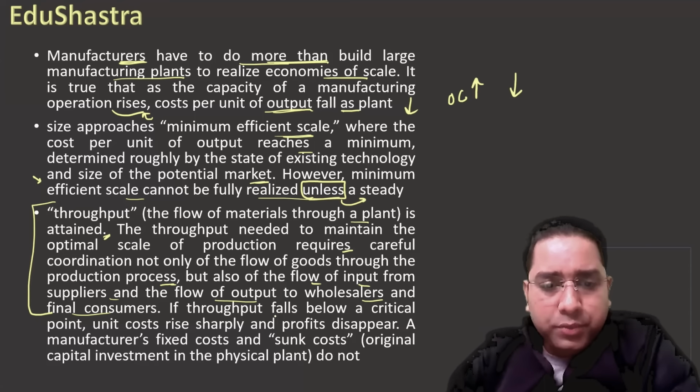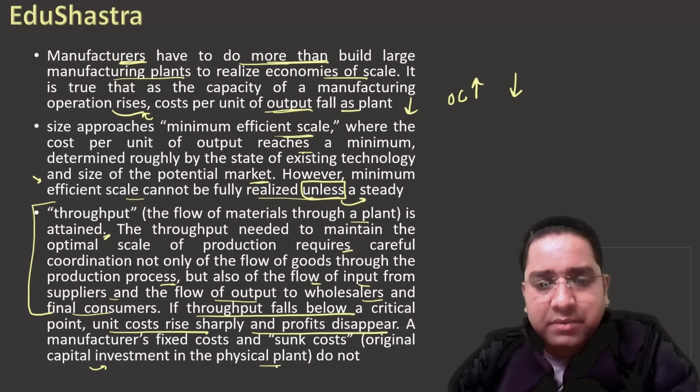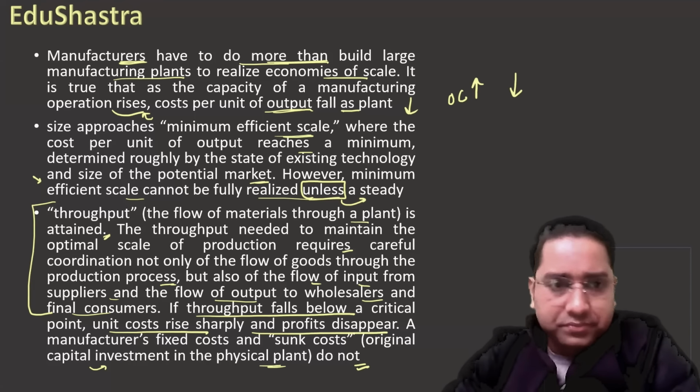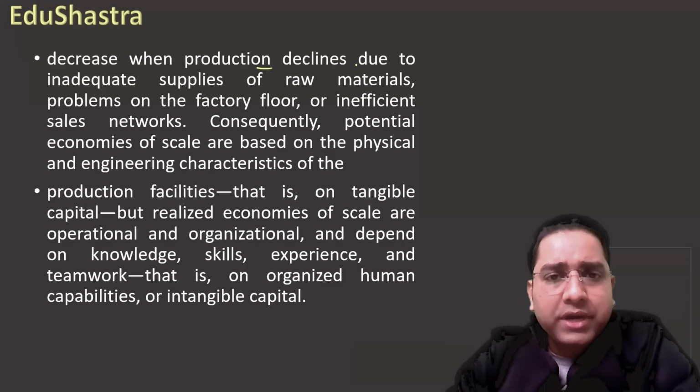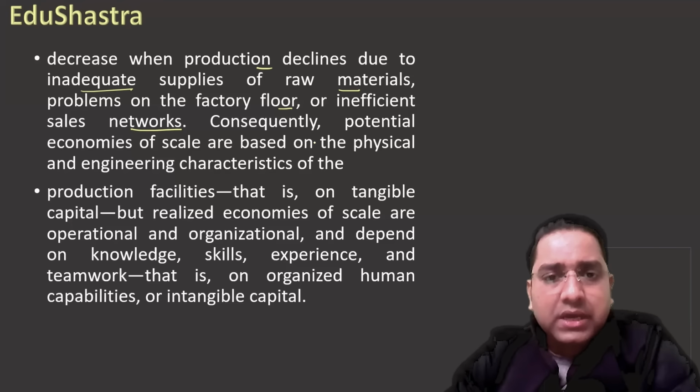Further, it says if throughput falls below a critical point, unit cost rise sharply and profit disappears. This line is also giving you some very crucial data. A manufacturer's fixed cost and sunk cost, that is original capital investment in the physical plant, do not decrease when production declines due to inadequate supplies of raw materials, problems on the factory floor, or inefficient sales network.